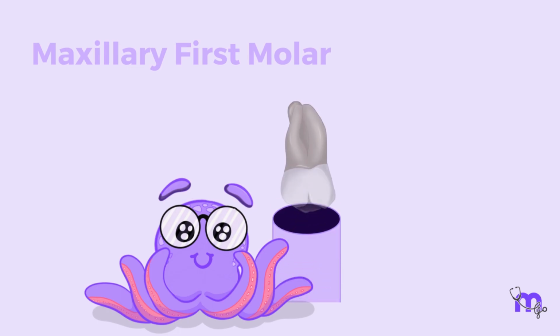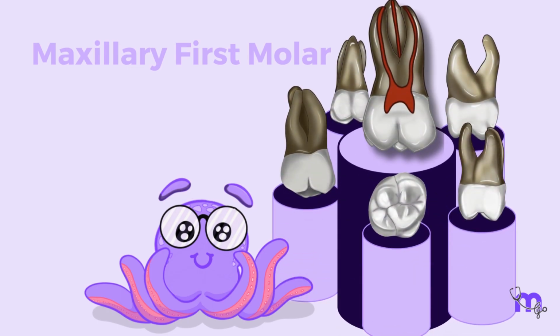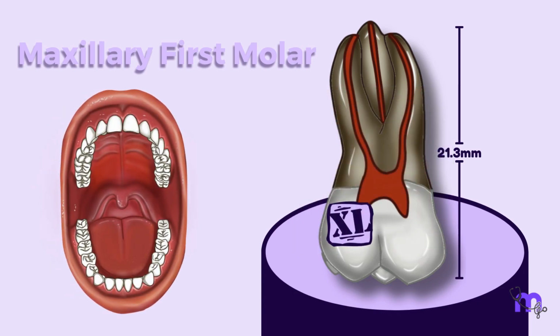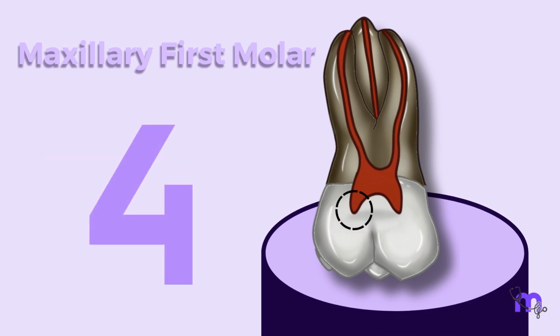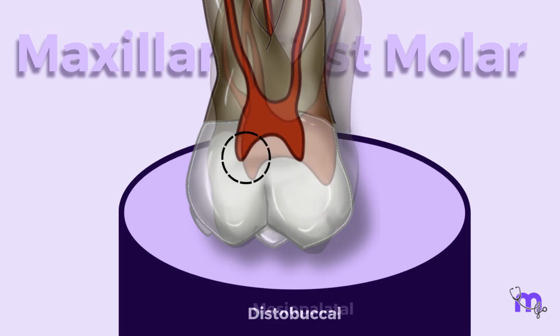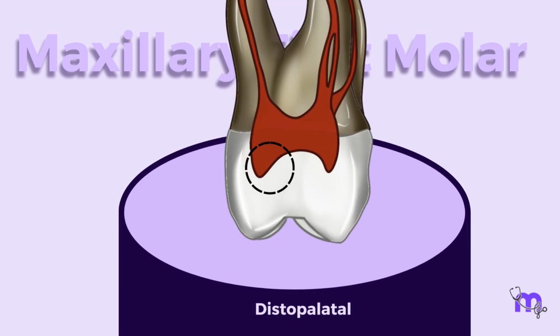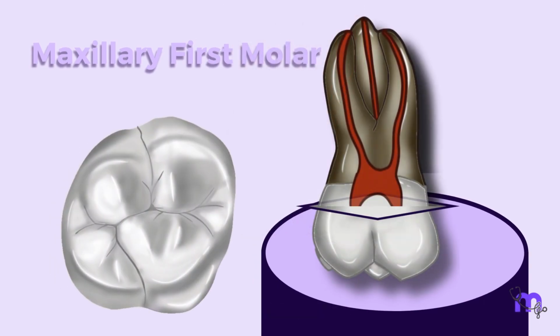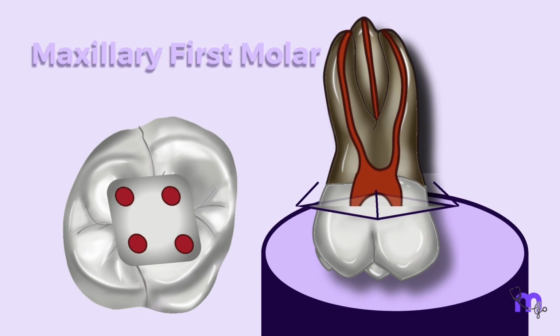Before we move on, let's discuss the anatomy of the tooth. With an average length of 21.3 mm, the pulp chamber of the maxillary first molar is the largest among all the teeth in the arch. It has 4 pulp horns, namely mesiobuccal, distobuccal, mesiopalatal, and distopalatal. The cross section of the tooth shows that the horns are arranged in a rhomboidal fashion. As the walls converge, the floor becomes triangular, eliminating the lingual wall.